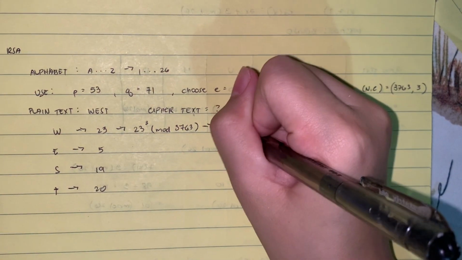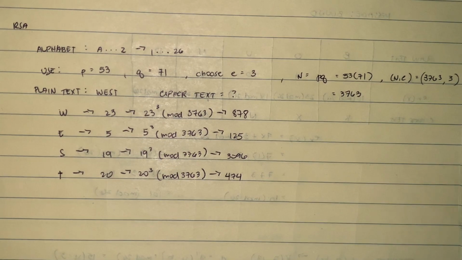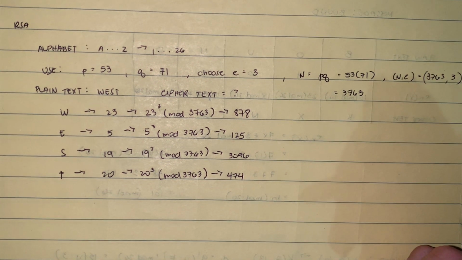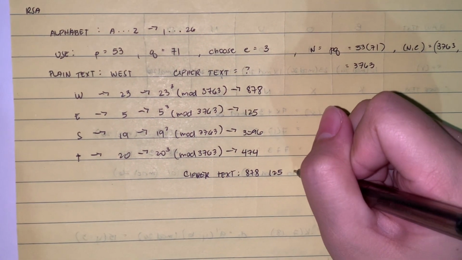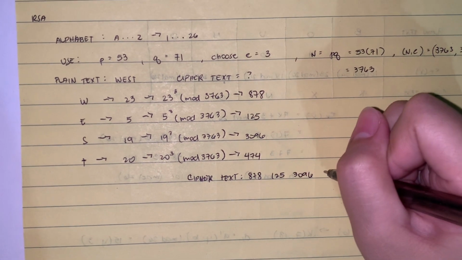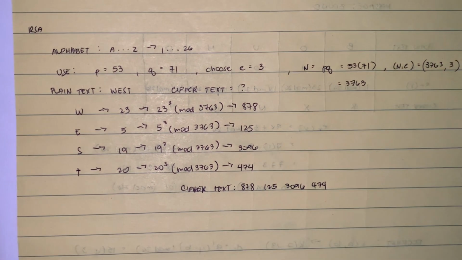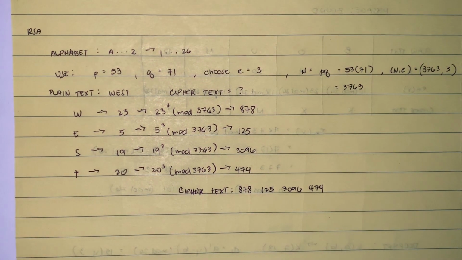We do the same for the rest, and when you do, you should come up with these encrypted messages. For W, we have 878. For E, we have 125. For S, we have 3,096. For T, we have 474, which then gives us the ciphertext of 878, 125, 3,096, 474. So that is how we encrypt a message using the RSA crypto system.